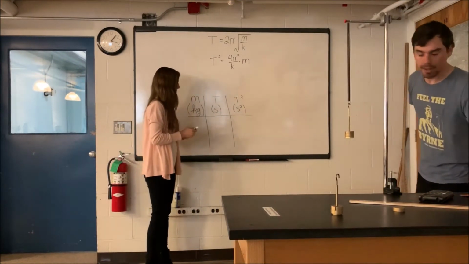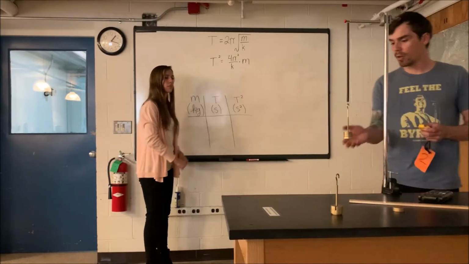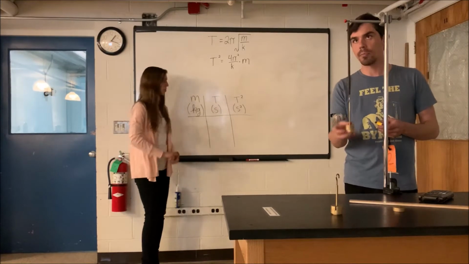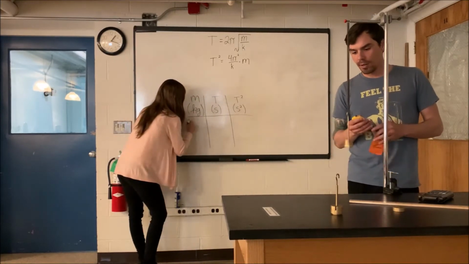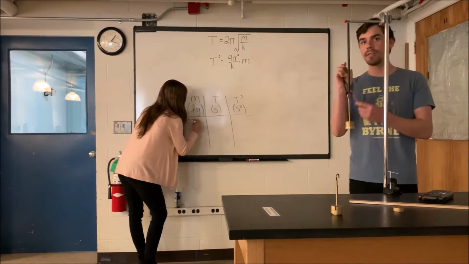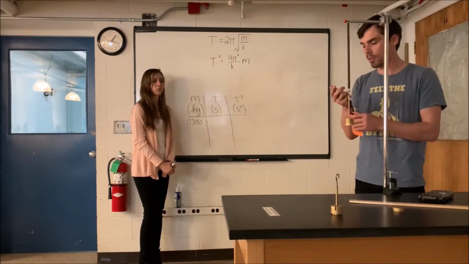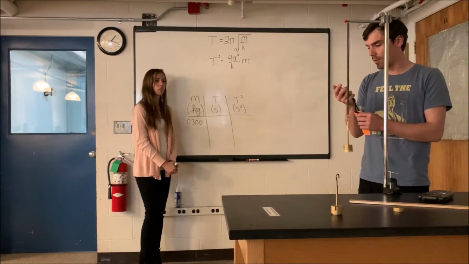Okay, so I'm going to make a measurement to get the period for a 300 gram mass on the end of our spring. So if I put this into harmonic motion, what I'm going to do is measure the time of 10 oscillations, divide that number by 10, and that will be the period of one oscillation. So let's get this going.